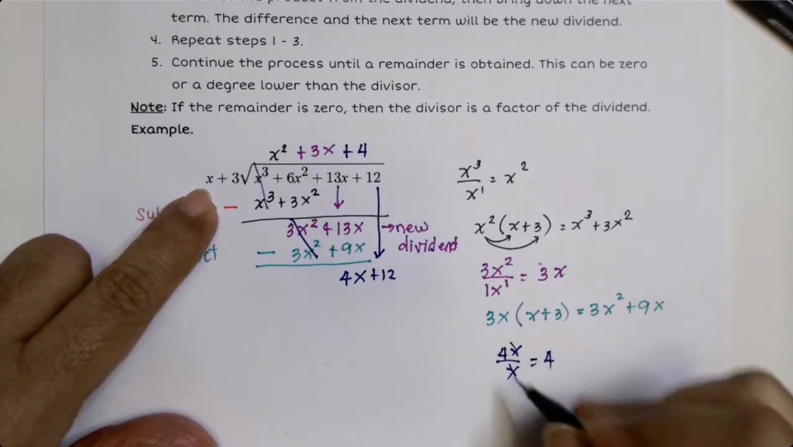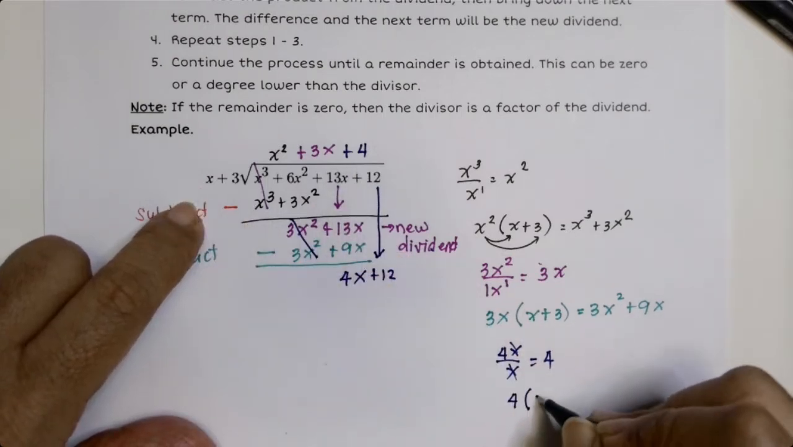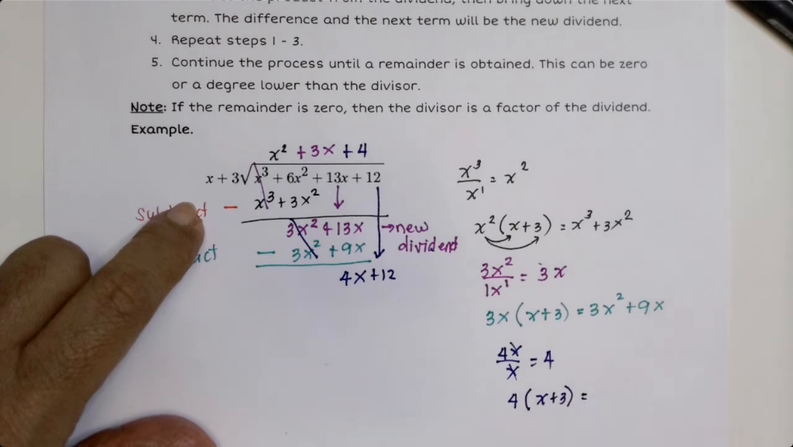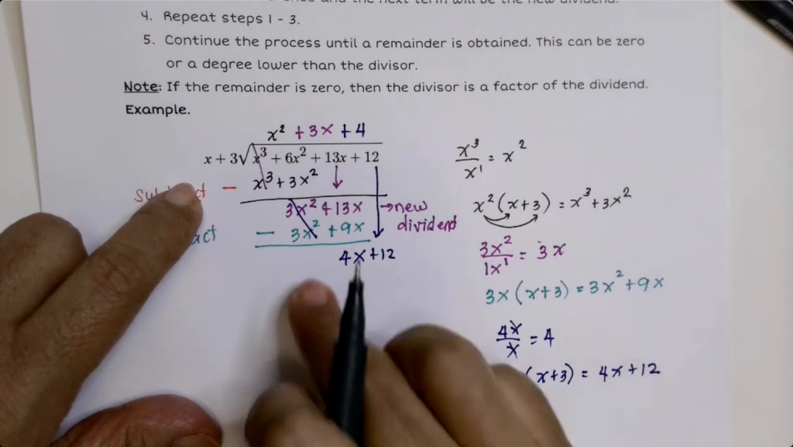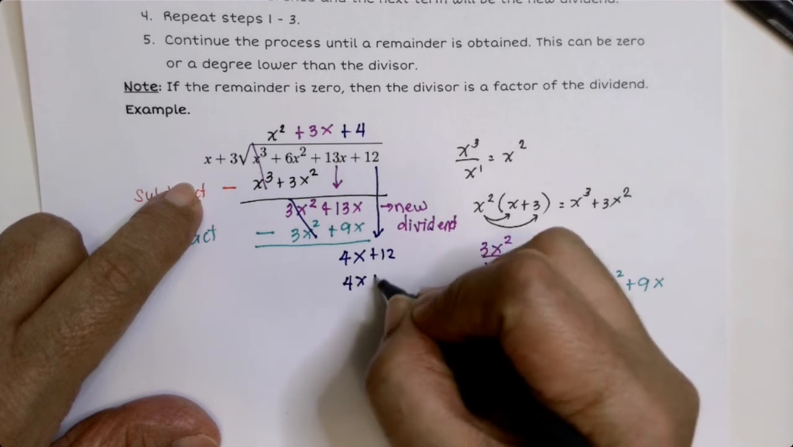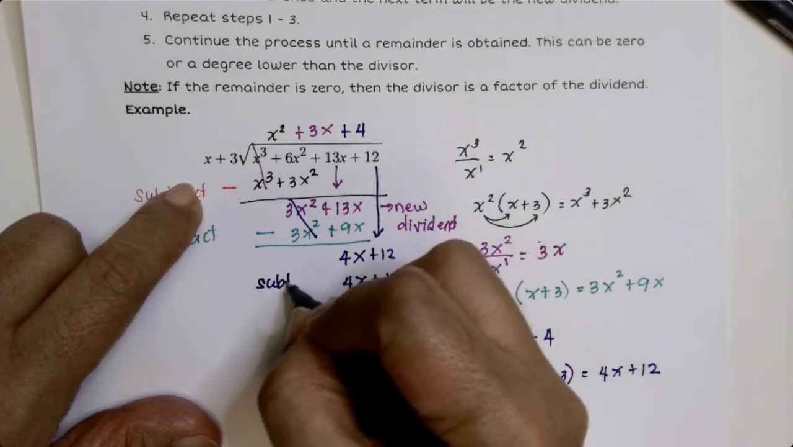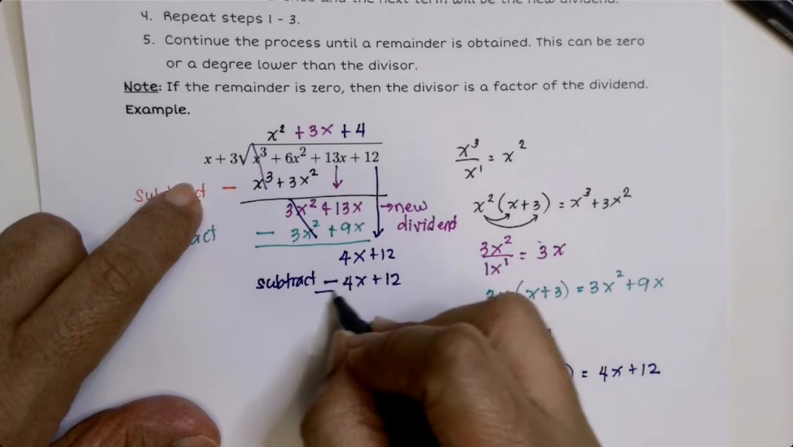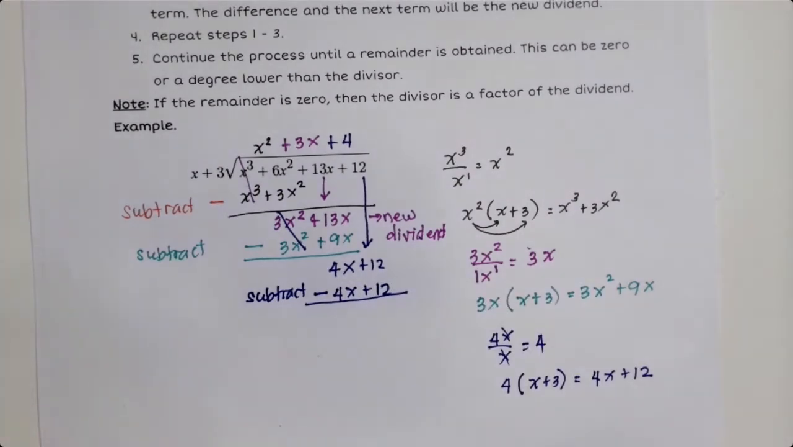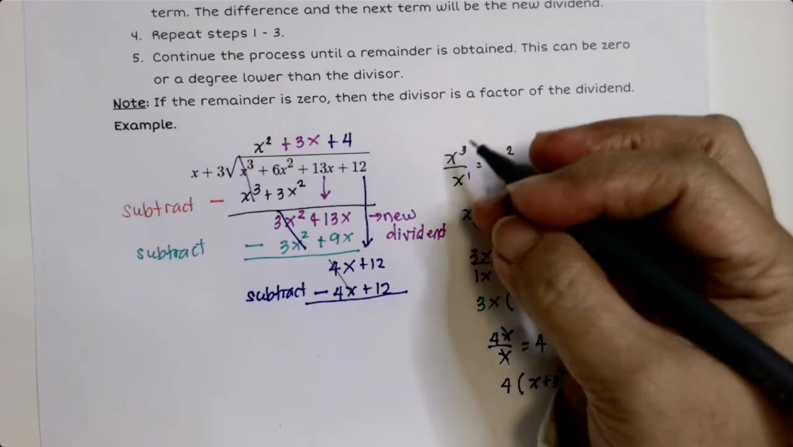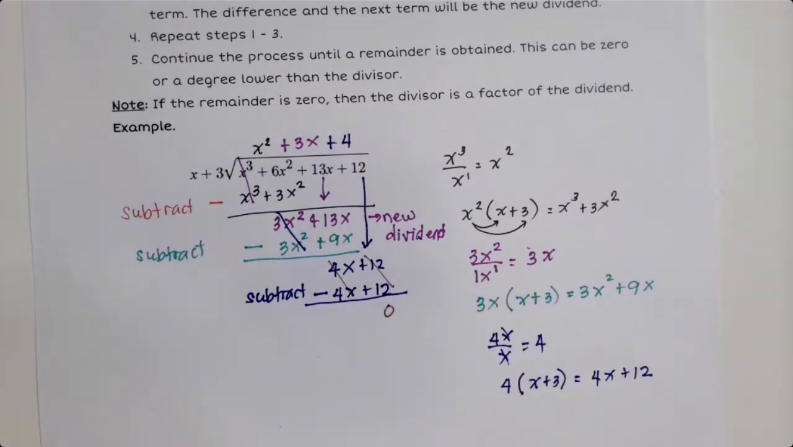And then same thing again, you multiply the 4 times your divisor. So 4 times x plus 3. By the distributive property, we will get 4x plus 12. Let's write it down here. So 4x plus 12. And then again, we will subtract. So 4x minus 4x, it cancels out. 12 minus 12, it cancels out as well. So there is no remainder.